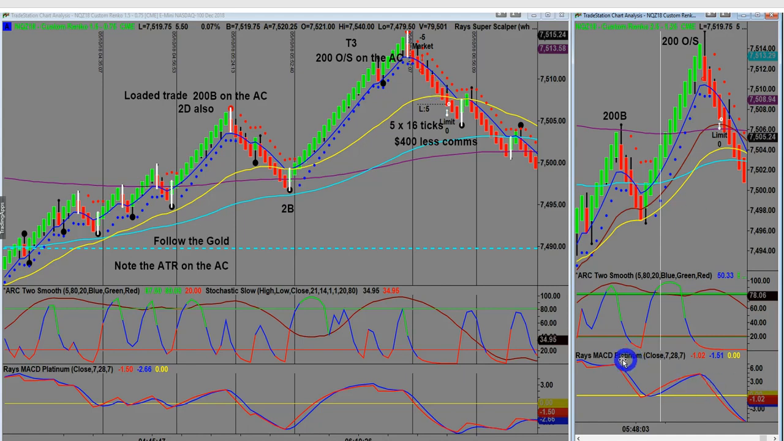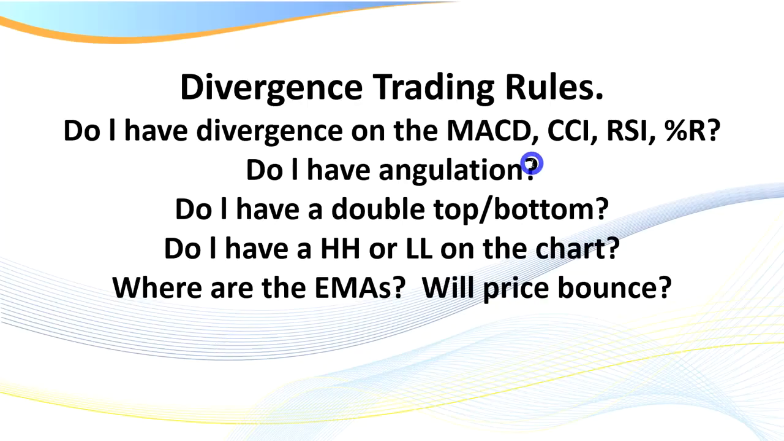Now it's maybe a little bit hard for you to see, but I had divergence there on my anchor chart, and it was also what we call a 200 EMA overshoot. This makes it a very, very high probability trade. Okay, so that was 16 ticks, $400 less commissions. But that's angulation, where price angles away from your EMAs. Now you can use standard moving averages, but what's important is we get that angulation.